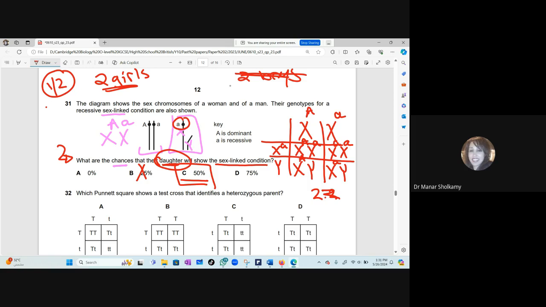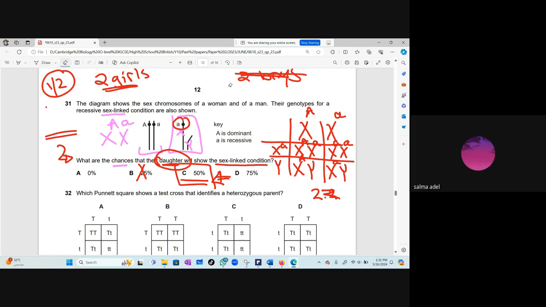Or what are the chances that one of their daughters will show the sex-linked condition? Because they said the word daughter. So how many daughters do you have in total? You have 2 daughters. And only one out of those 2 will show the disease. So this is 50%. So the answer is C. Did you understand the question?